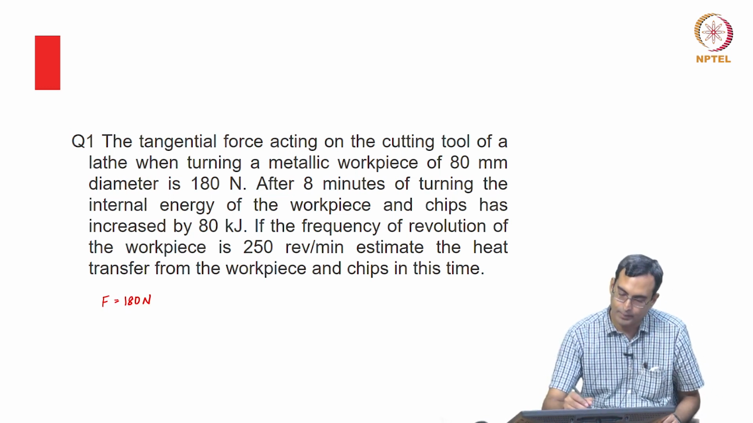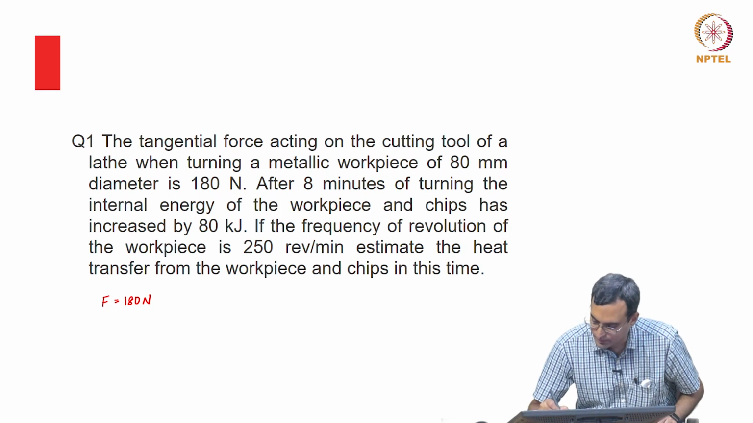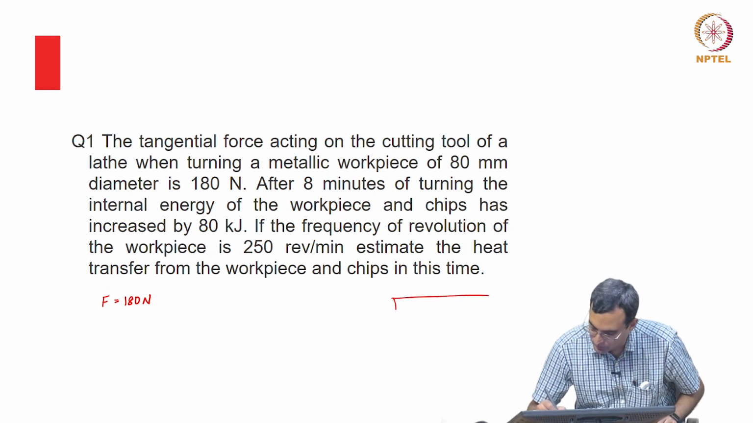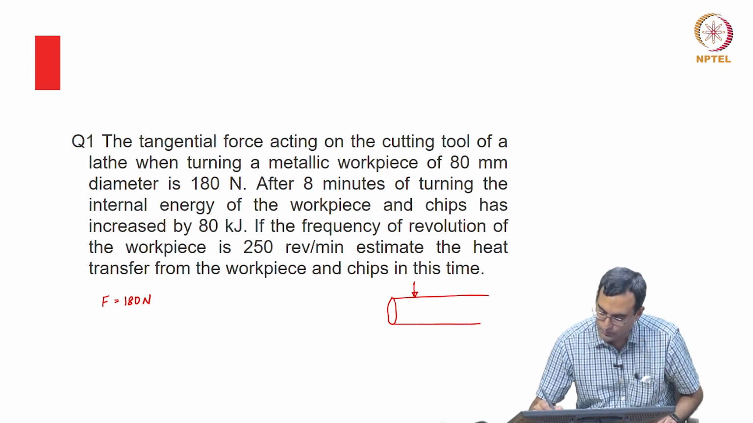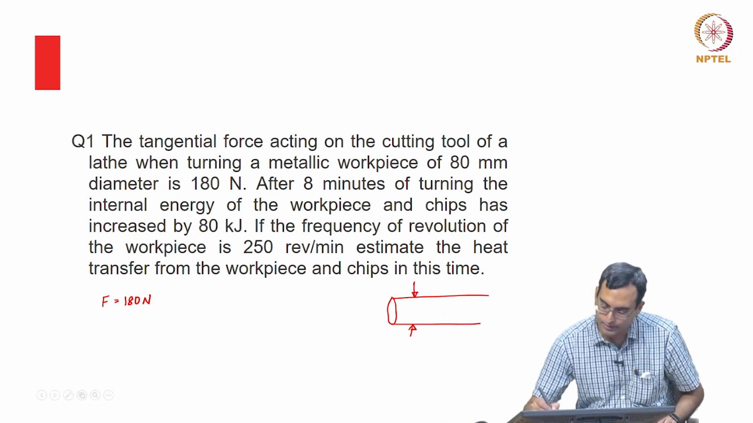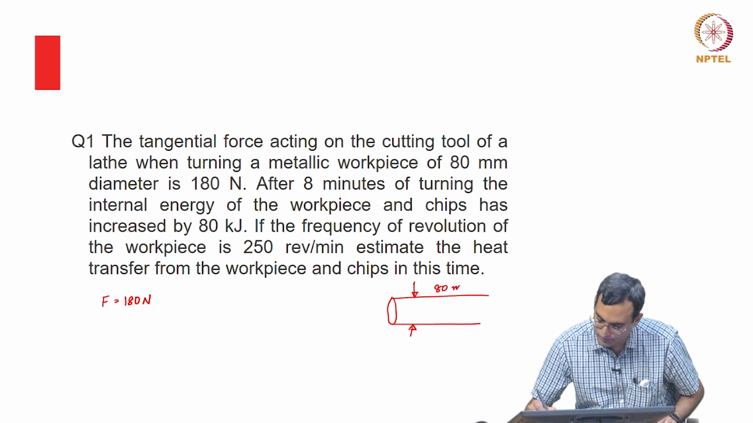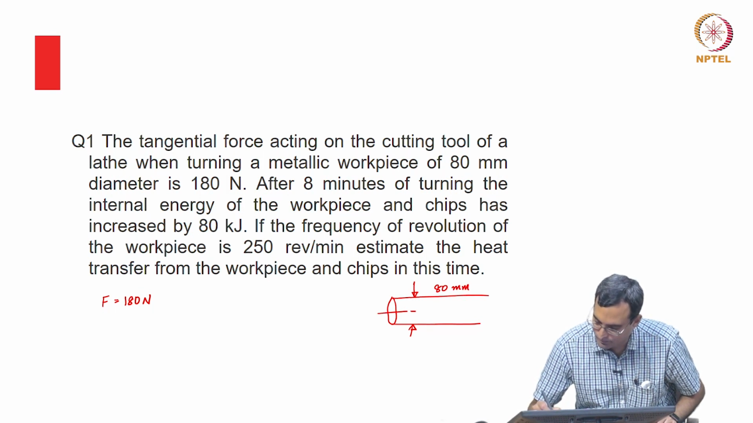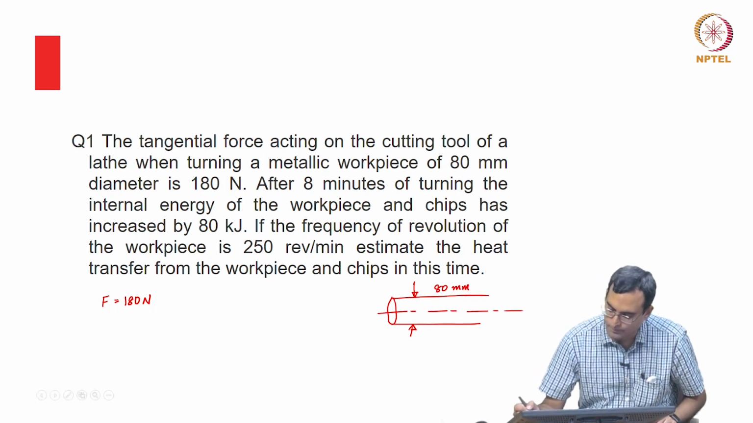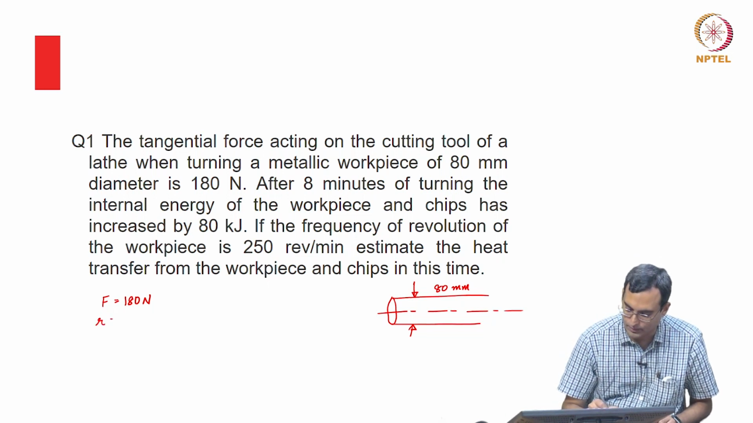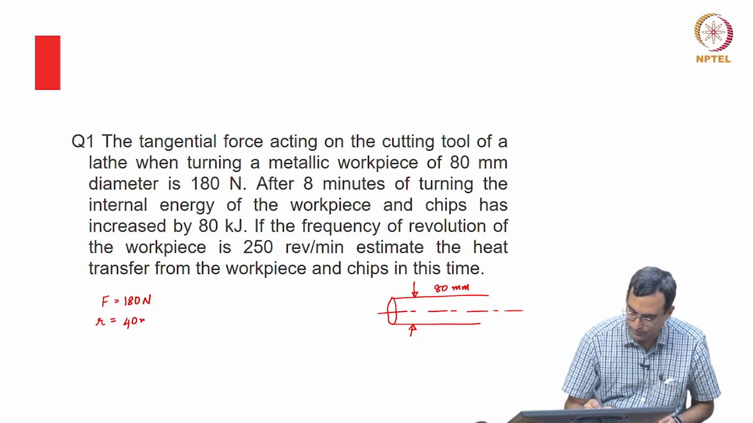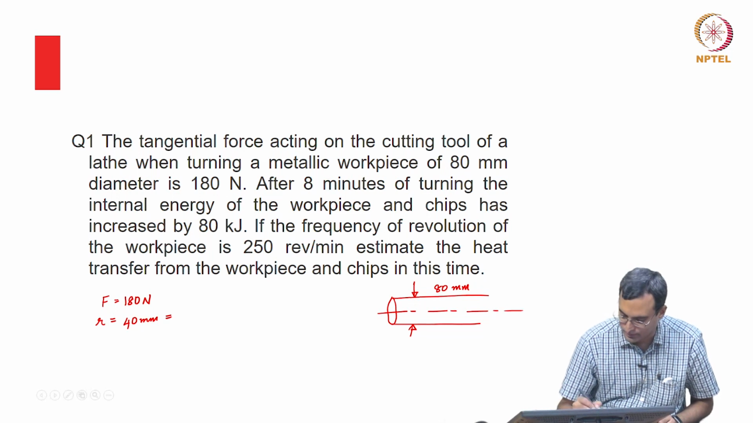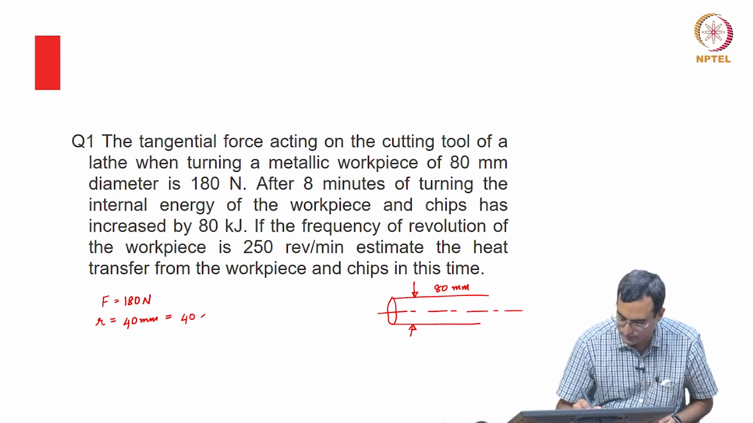So we have a metallic workpiece whose diameter is given. So let's maybe draw a metallic workpiece. The diameter of this workpiece is given as 80 mm, which means that the radius of the workpiece is 40 mm. Let me convert that into SI units.